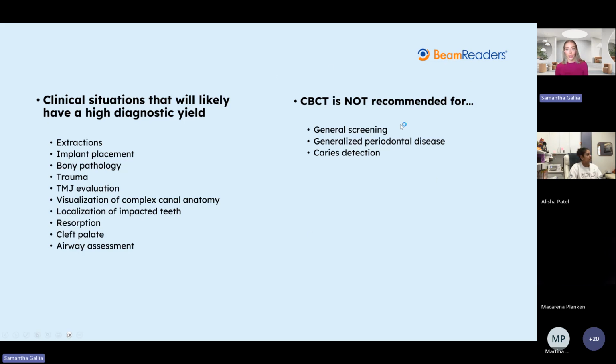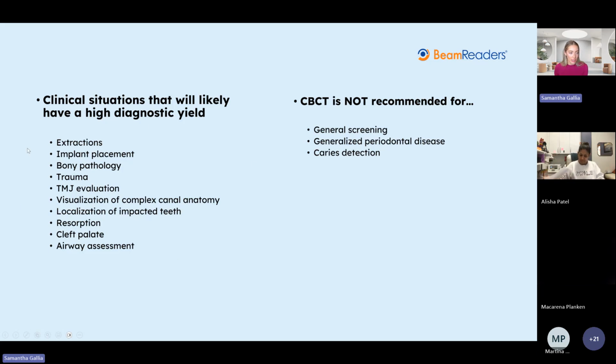The biggest times that it's not recommended are when you're starting to generalize and not look at a patient's case specifically. So general screening: we don't want to be taking a CBCT on every single patient that's walking through the door. Generalized periodontal disease: it's not really going to give us any more information, unless we're looking for something specific. And then caries detection. CBCT is often limited in the ability to detect caries because of the partial volume averaging artifact that we mentioned earlier, so 2D radiographs are often better for that anyway. Those are some things where we don't just want to generalize and always take a scan.